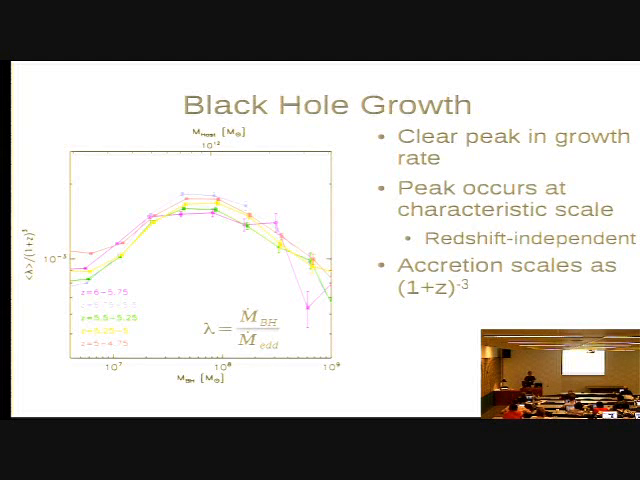And we find that that growth rate drops at the same characteristic mass, independent of redshift, within the context of our simulation, which is only looking at high redshift. So above redshift 5, it appears to always turn over at this characteristic mass. The other thing that you can see is that it scales like 1 over (1+z)^3. So at higher redshift, all the black holes are growing much quicker than at lower redshift.